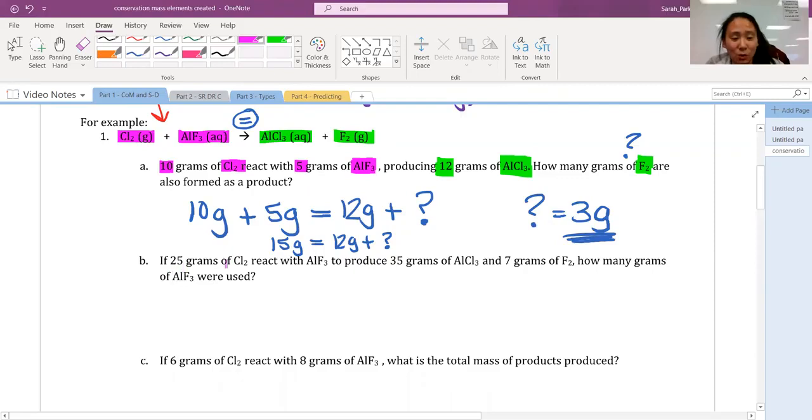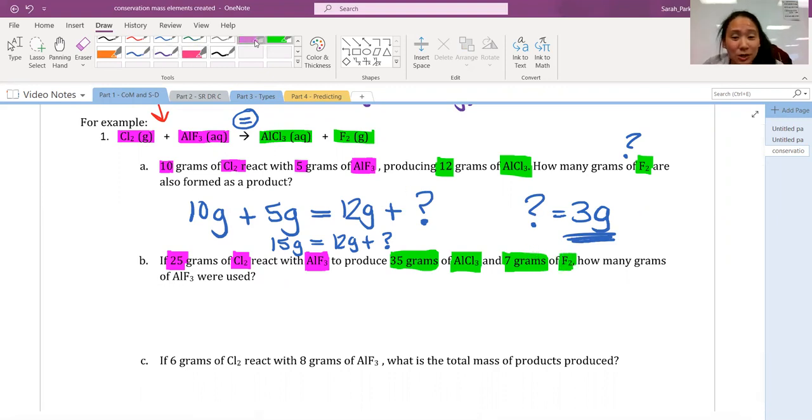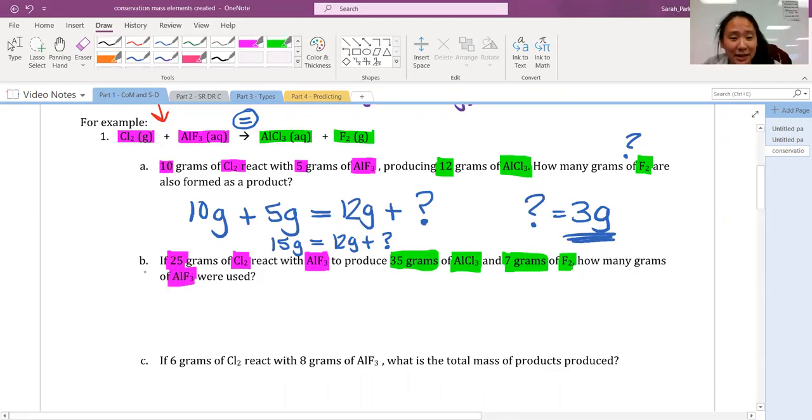It says 25 grams of chlorine. Once again, this number is at the beginning, so this number is part of our reactants. It reacts with aluminum fluoride, so all of this is about the reactants. It produces 35 grams of aluminum chloride and 7 grams of fluorine gas. It wants to know, how many grams of aluminum fluoride was used? So what is it saying? It's saying that we don't know how much aluminum fluoride was used.